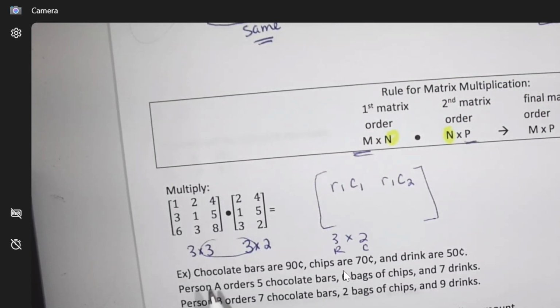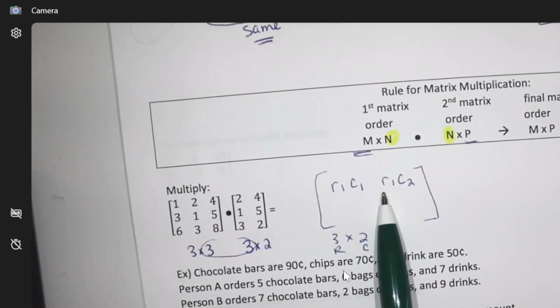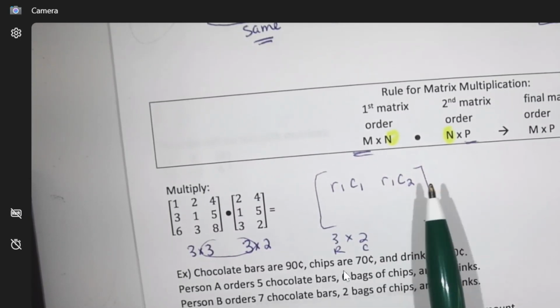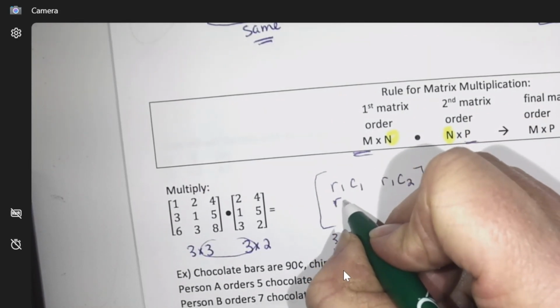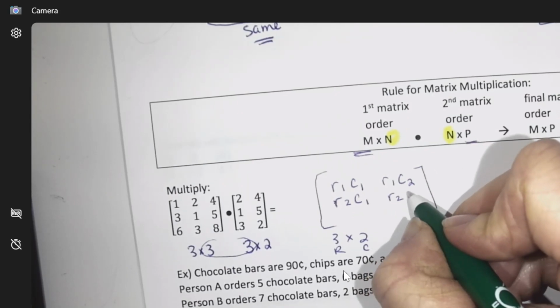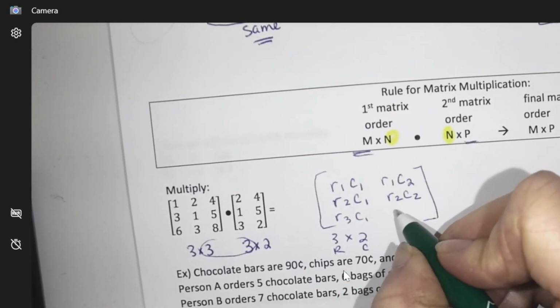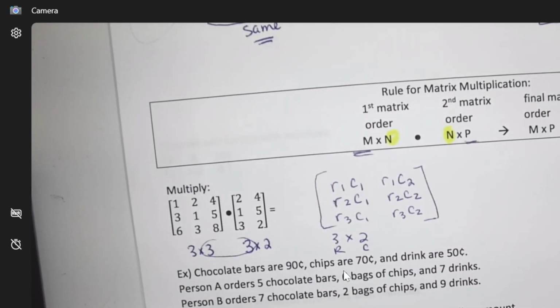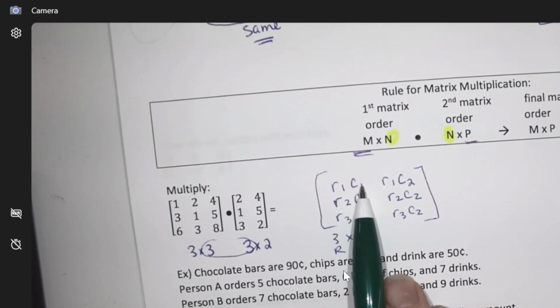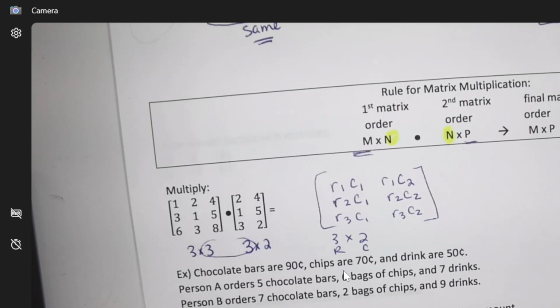So here's what you're going to be doing. Row 1, column 1. Row 1, column 2. This one is going to look like this. Row 2, column 1, row 2, column 2. So do you see how I'm doing every kind of combo? Okay, so you can see the positions. This is in row 1, column 1. This is still in the first row, but now it's in column 2.